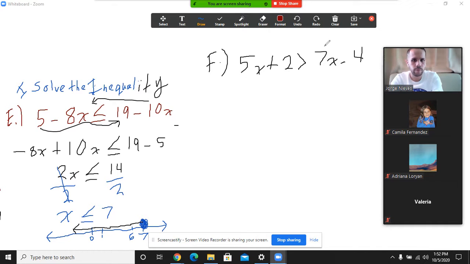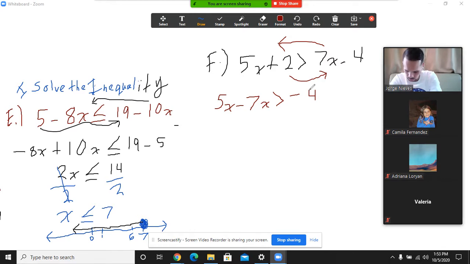So I move this to the other side and I move positive 2, so it's going to be negative 2. And it's going to be negative 7x. So it's going to be something like this: 5x minus 7x greater than negative 4 minus 2. Okay? So in this side, we're going to subtract. 5x minus 7x is negative 2x. And that is greater than negative 6 because we add both numbers and both of them are negative.